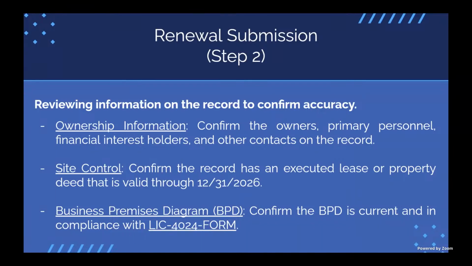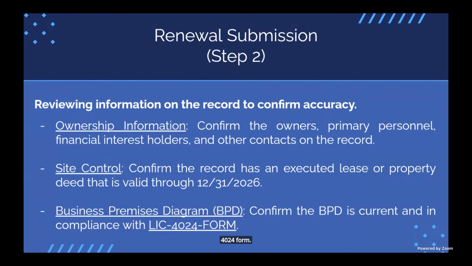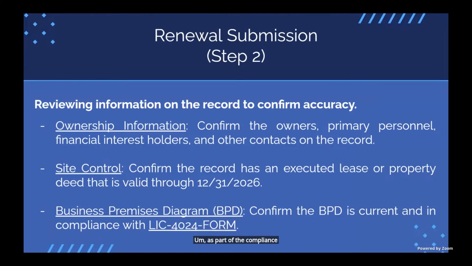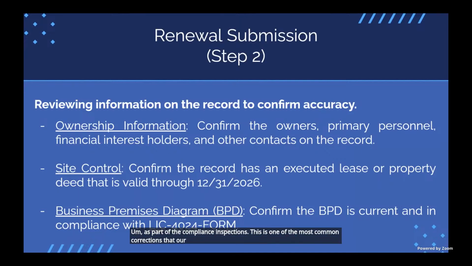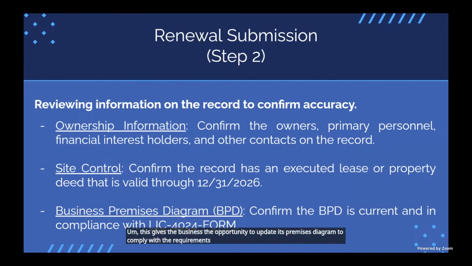You need to confirm whether or not your business premises diagram is current and in compliance with LIC 4024 form. Please make sure you go through the checklist to ensure that your premises diagram is up to date. As part of the compliance inspections, this is one of the most common corrections that our compliance team are finding when they're going out into the field. This gives the business the opportunity to update its premises diagram to comply with the requirements prior to an annual compliance inspection being conducted at your business premises.